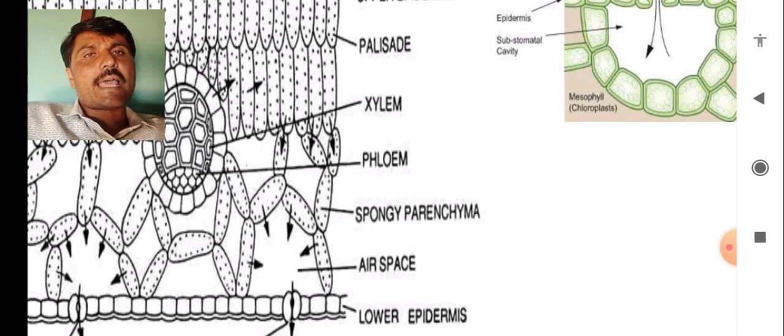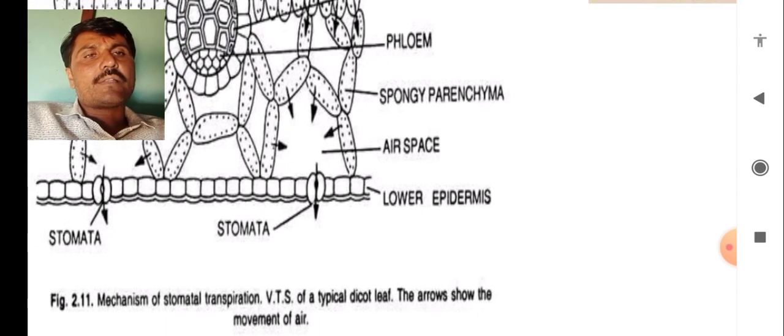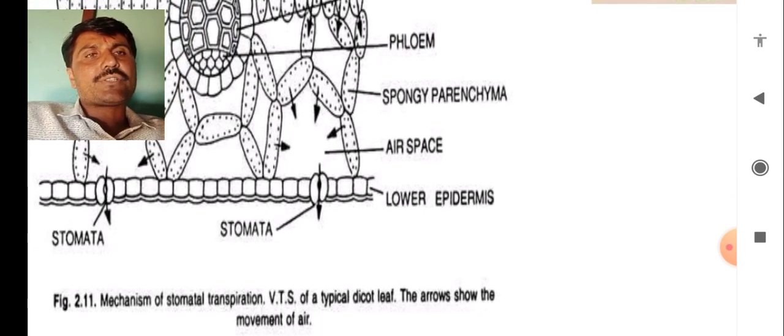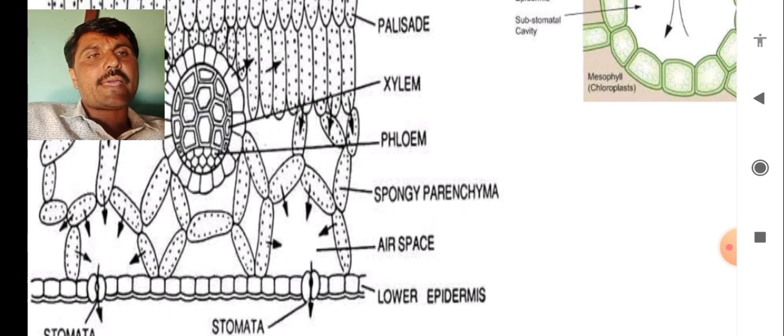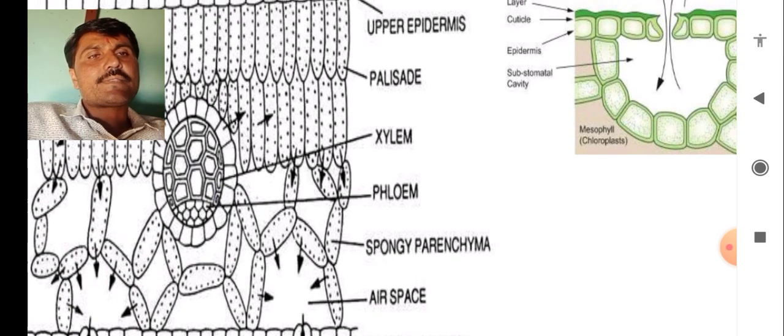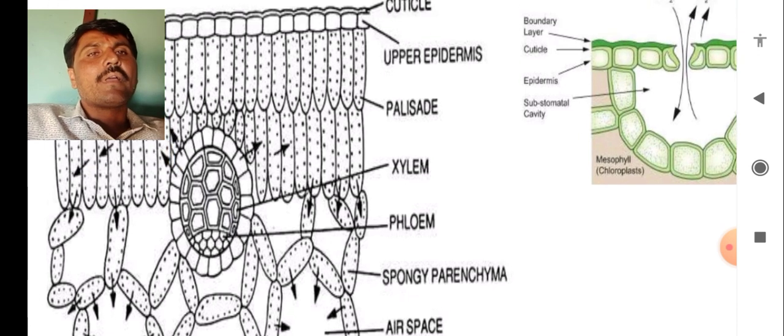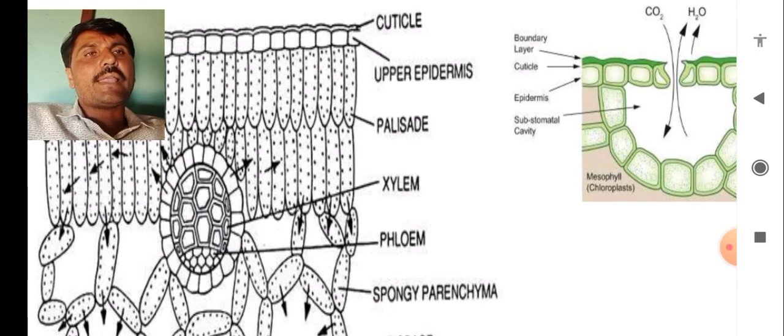See, look at this arrow. These arrows are showing the movement of air. These are the air spaces. The cells which are somewhat elongated, with the micro black dots seen to be nuclei, are the spongy parenchyma, and the very upper layer is the cuticular layer, just beneath which is the upper epidermis.